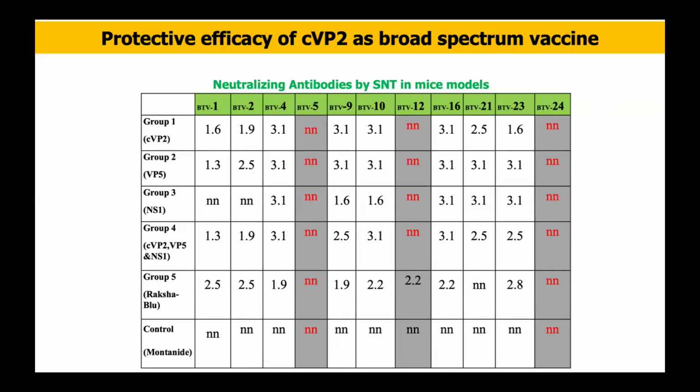What we did then was, we tried to neutralize all these serotypes with that single serum sample, which has antibodies against CVP2 and VP5. If it was working as a broad spectrum vaccine, it should neutralize many of these serotypes. As you can see, the numbers indicate a good neutralizing antibody response. I just want to highlight that except for BTV 5, 12, and 24, all these serotypes were neutralized by this CVP2. We tried it multiple times, and still these three serotypes could not be neutralized.